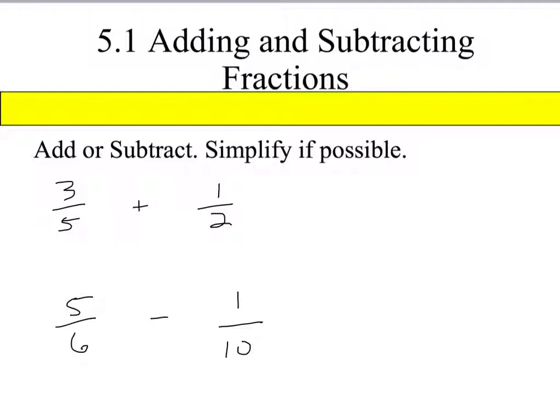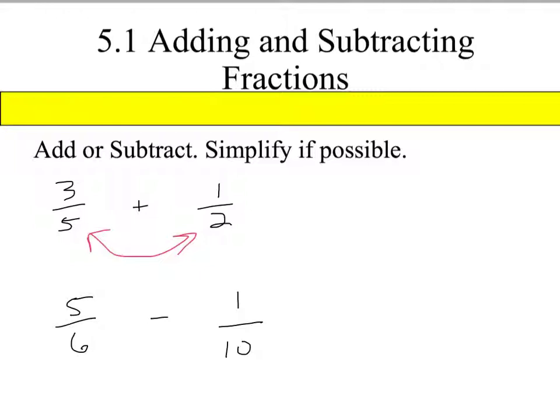So if I look at this, add or subtract, simplify if possible. All right, if I take 3/5 plus 1/2, I'm looking at this, I cannot do that problem, and the reason why is because I have 5 and 2 on the bottom. I need those to be common denominators. They need to be the exact same in order for me to add them. I cannot add them if they are not the same.